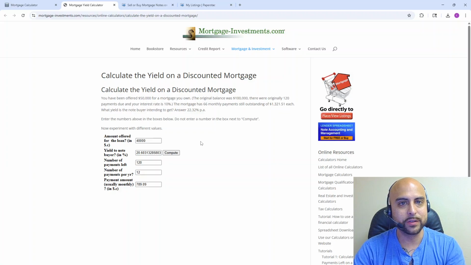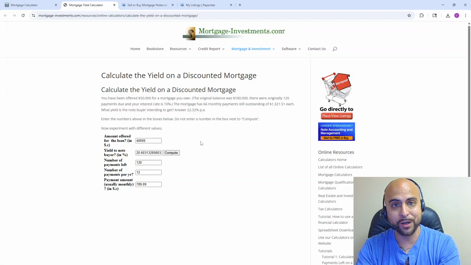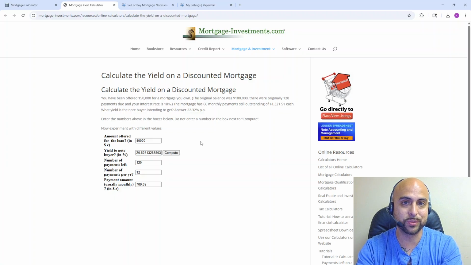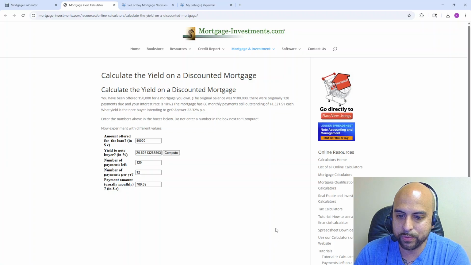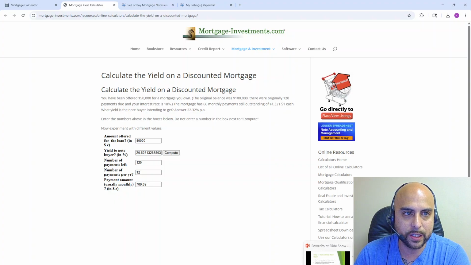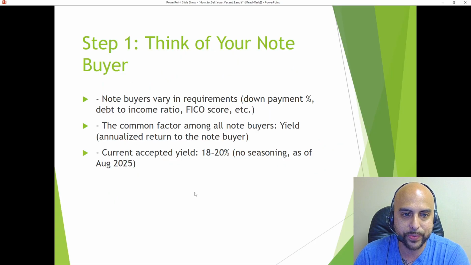So again, the point of step one is think of your note buyer. Think of the yield up front. Price your property based on your note buyer's preference and yield. And right now, your note buyer's preference yield is going to be 20%. So this is hopefully a helpful example for you guys and how to do this step.